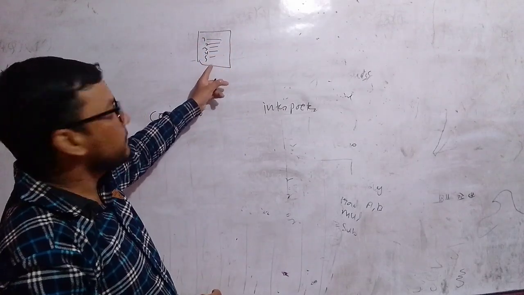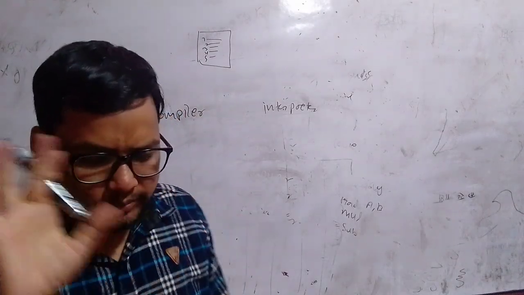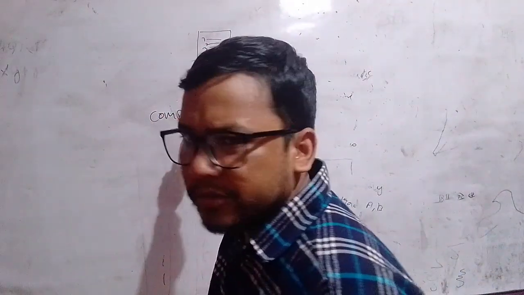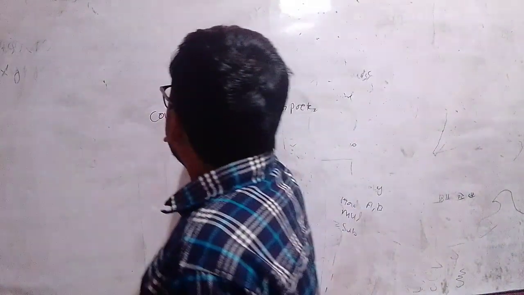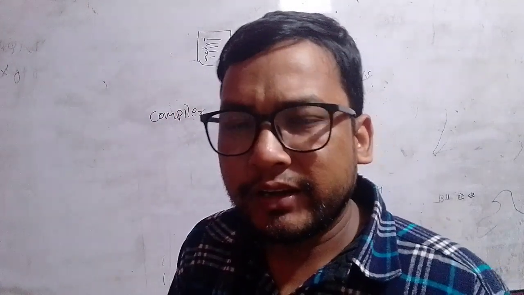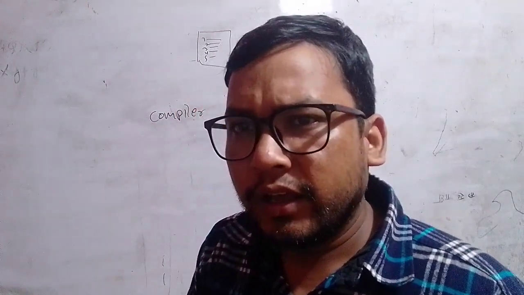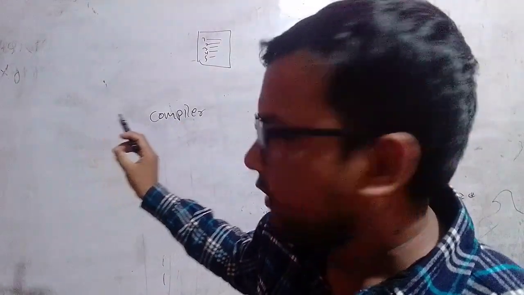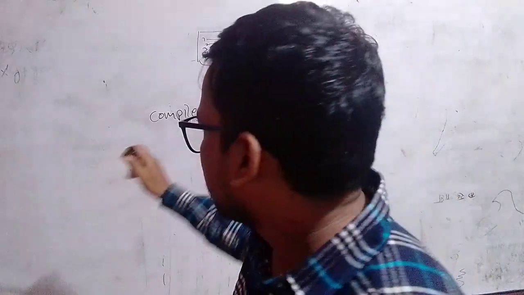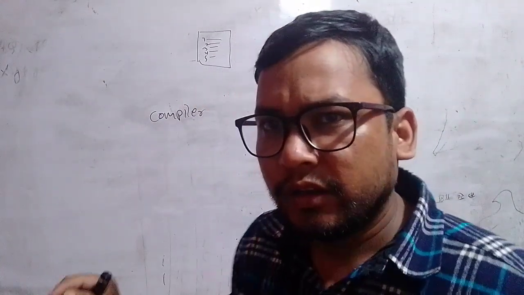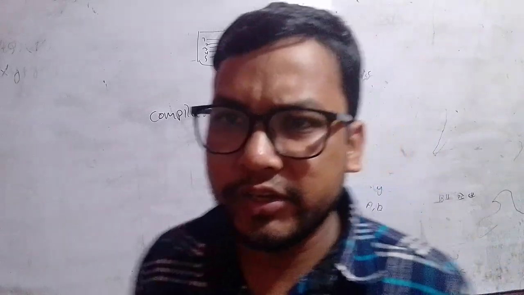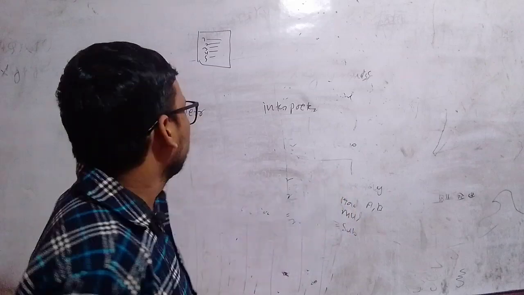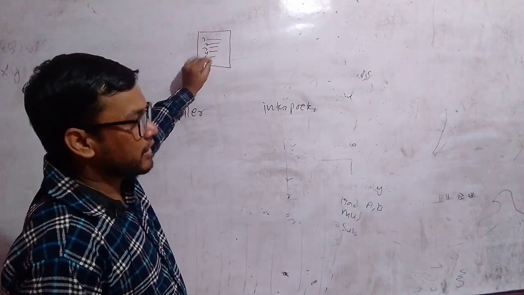Suppose this is our program file which contains 5 lines of code. 5 lines of code means 5 instructions. Now what does the compiler do? Compiler takes the whole file at once, compiles it and translates it into the machine code, and this is called the object file. The translated machine code is called the object file, and the object file will execute. Execute means the computer understands and performs the task according to the instructions.